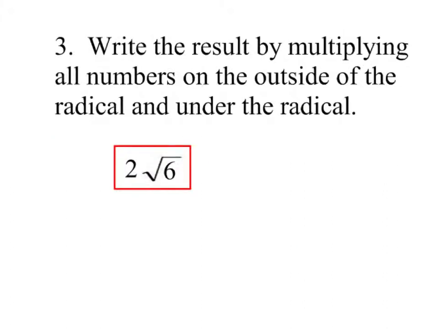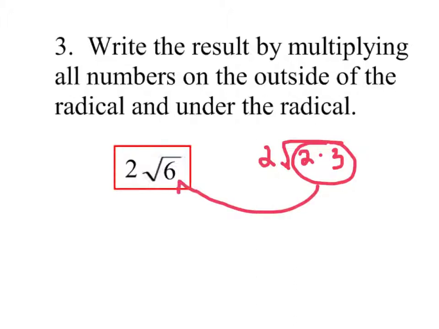So now for the last step, we write the result by multiplying all the numbers on the outside of the radical and all the numbers under the radical. So I only had my 2 on the outside, but underneath the radical, I still had a 2 times 3. So that 2 times 3 gets multiplied together to give me my 6. If there were other numbers out in front of the radical, I would multiply them as well, but there's only the one number, so it just stays as 2.